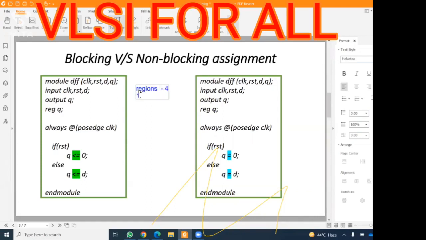What is the first region? Active region. Okay. Second one. Inactive region. Okay, nice. Third. Non-blocking assignment region, correct. Fourth one is the monitor region, the postponed region. Correct. Okay. Now, in which region does this blocking assignment work? Active region. Correct.